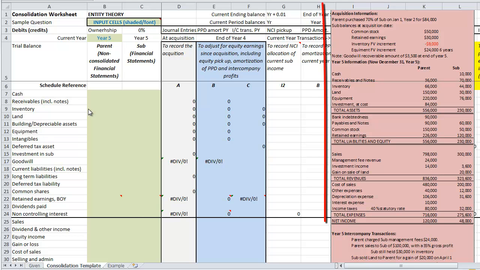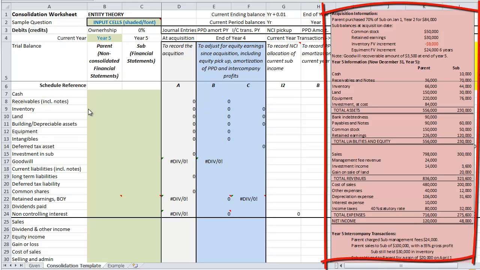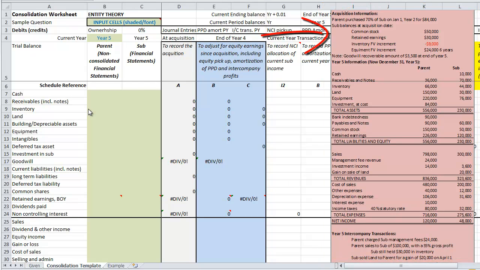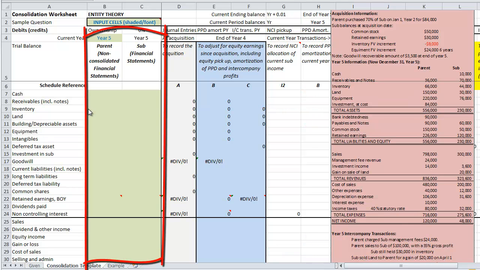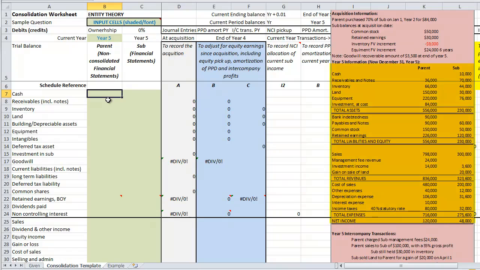Now the data is presented to you in the pinkish box on the right hand side of your screen, and this is the information that we've gathered from the parent and the subsidiary about the acquisition, the current year financials, and the intercompany activity during the year. Now we can fill in the lime green cells with this data. So to begin with, we'll enter the financial statements. For cash, we had none.